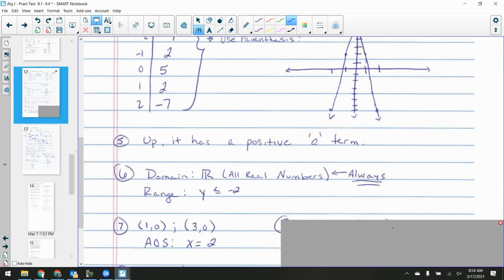1, 0, and 3, 0. I would agree with that. 1, 0, and 3, 0 and the axis of symmetry is x equals 2. X equals 2.